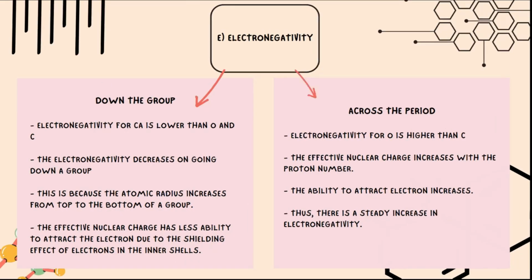Next, electronegativity. Down the group, electronegativity for calcium is lower than oxygen and carbon. The electronegativity decreases on going down a group. This is because the atomic radius increases from top to the bottom of a group. So, the effective nuclear charge has less ability to attract the electron due to the shielding effect of electrons in the inner shell. Further across the period, electronegativity for oxygen is higher than carbon. The effective nuclear charge increases with the proton number. The ability to attract electrons increases, thus there is a steady increase in electronegativity.